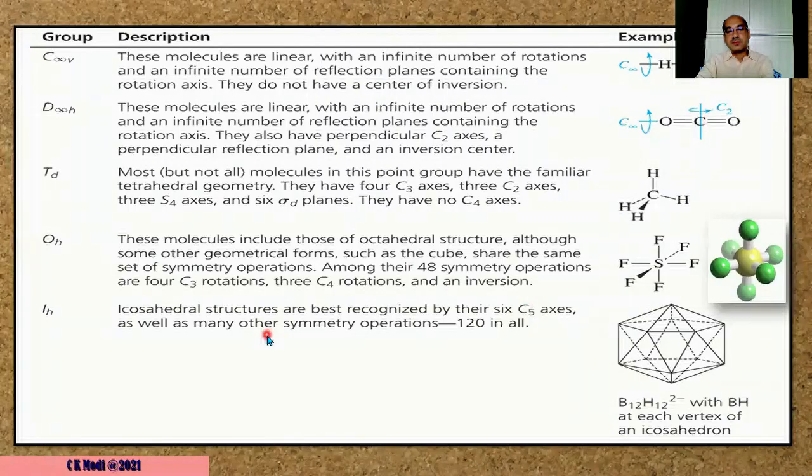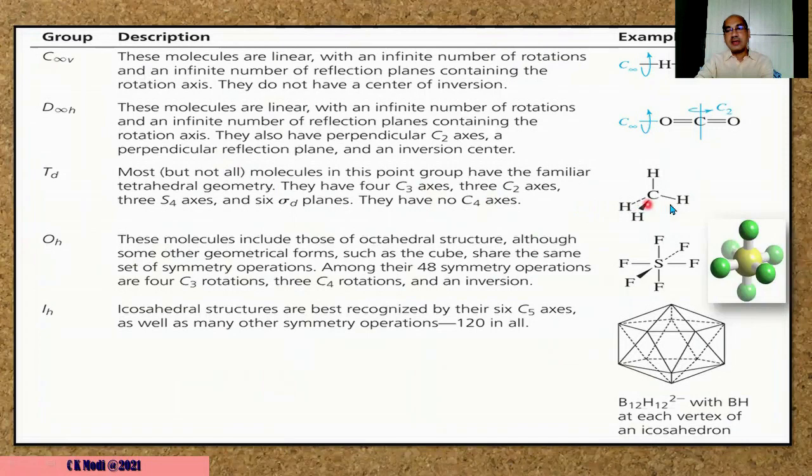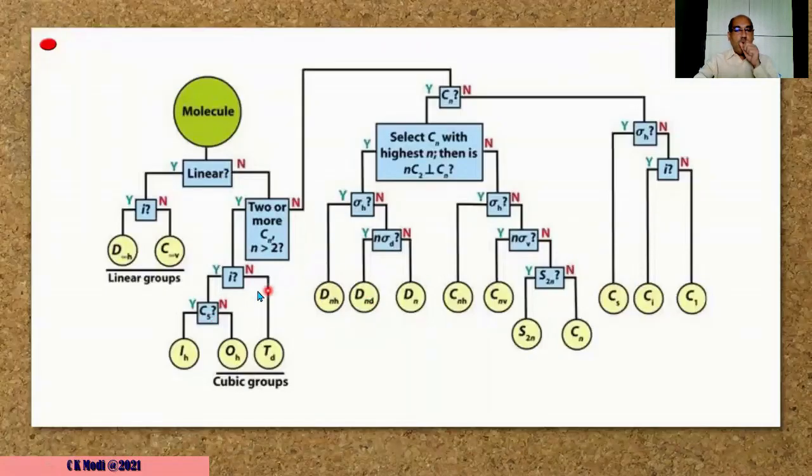Octahedral: C5 is absent. Here, C5 axis is absent, and hence it is the octahedral point group. If center of symmetry i is absent, then it is tetrahedral. So look at this. Here center of symmetry i is absent, therefore it is a tetrahedral molecule.